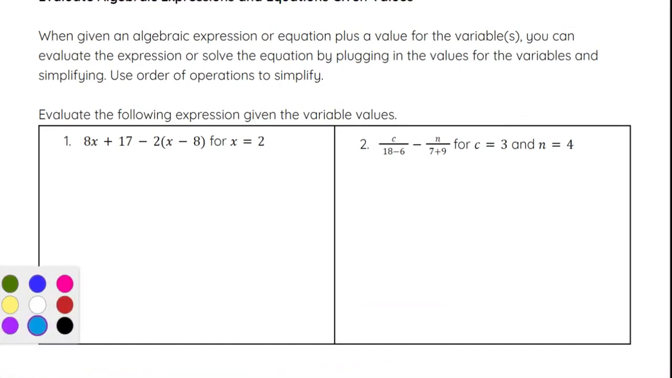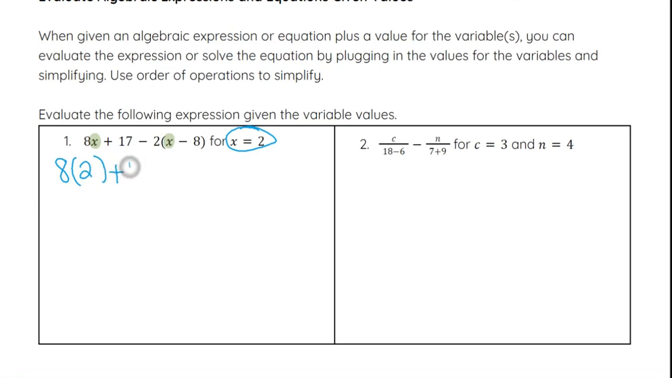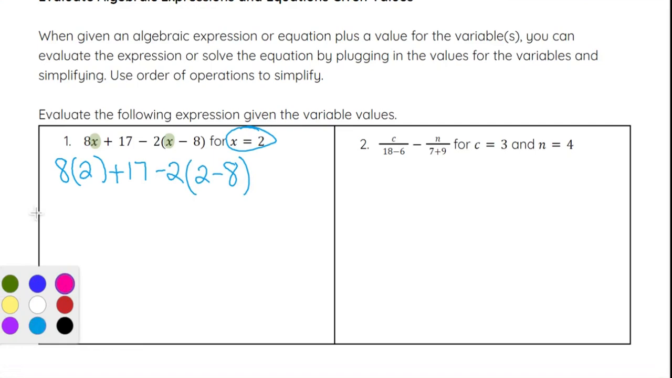So let's go ahead and try number 1. So we have 8x plus 17 minus 2 times x minus 8 for x equals 2. So they want us to evaluate this expression given that x is equal to 2. So we will plug 2 in anywhere there's an x. So right here we'll put a 2 and right here we'll put a 2. So 8x will be 8 times x, or 8 times 2, plus 17 minus 2 times 2 minus 8 in the parentheses. So now we can use our order of operations.